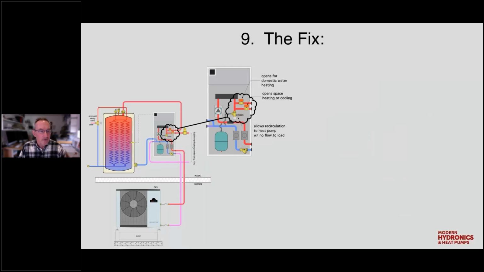Well, the way Enertech has fixed this, basically avoided it right from the design of the system. They're using two valves. One valve opens on domestic water heating. Another valve would open on either space heating or cooling. When the water temperature leaving the heat pump is at a temperature that is not suitable for the load that it is going to be directed to, both of those valves could be closed.